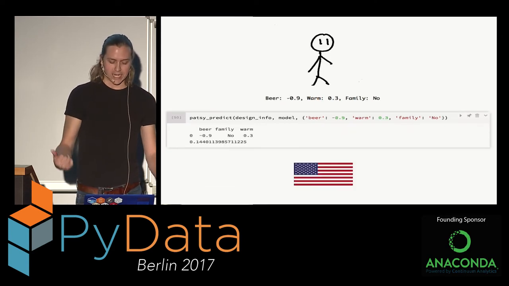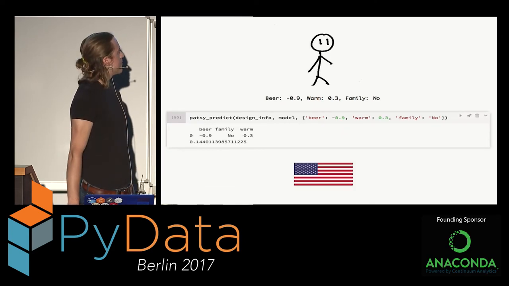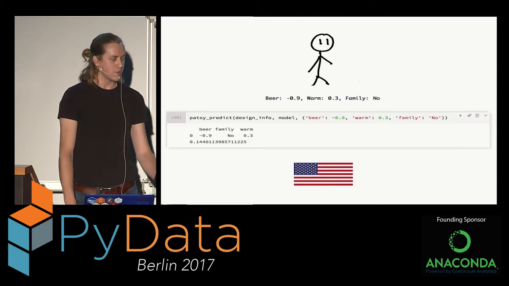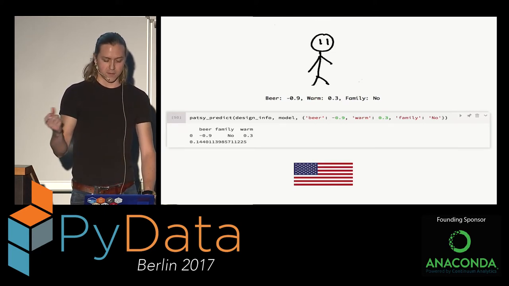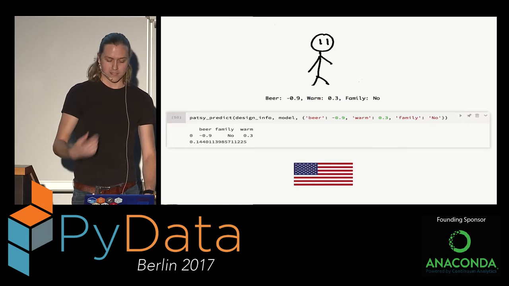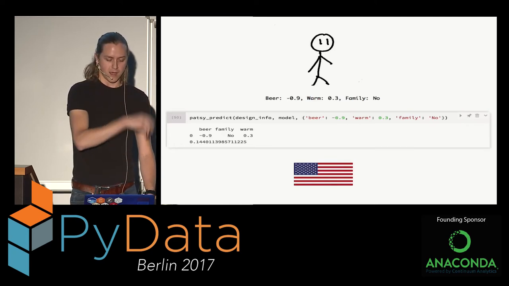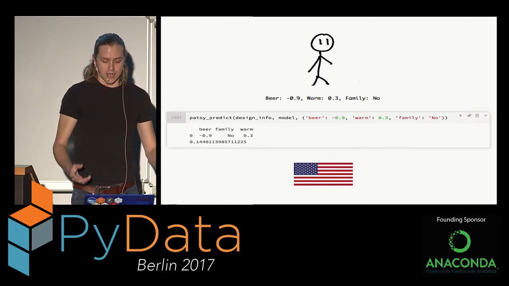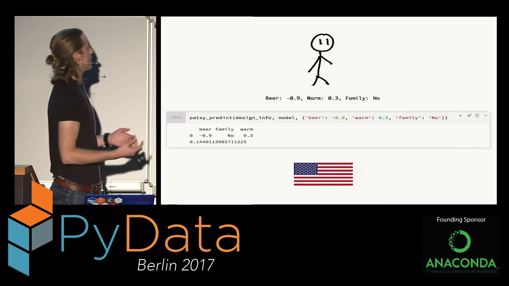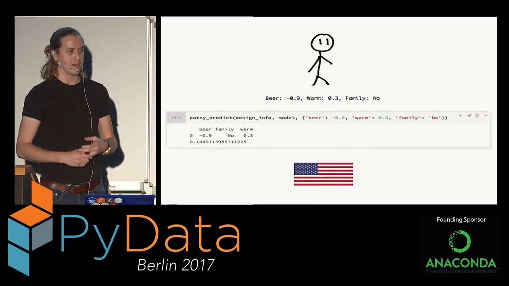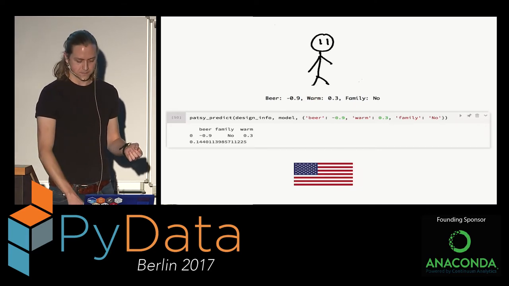This is Jane, she doesn't really care for beer, kind of likes the warmth, but has no family in Canada. So again, calling the Patsy predict function with the design info that you're grabbing from the X-ray that you created, and stuffing in the values and finding that, hey, she's only got a 14% chance of coming to Canada, so she's probably going to go to the States.